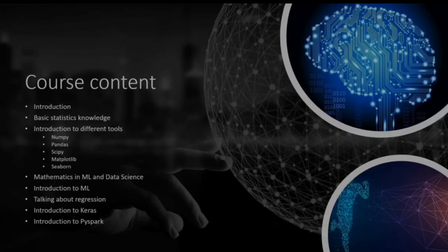The course content, the way I divided it, is pretty simple. First of all, we are going to have a small introduction to data science and everything. We are going to talk then about the basic statistics knowledge. In this case, we'll have a few classes about statistics, and we are going to talk about data. We're going to talk about statistics and different things that you will need to know to be able to understand data science. Then we are going to talk about the different tools, as I said before.